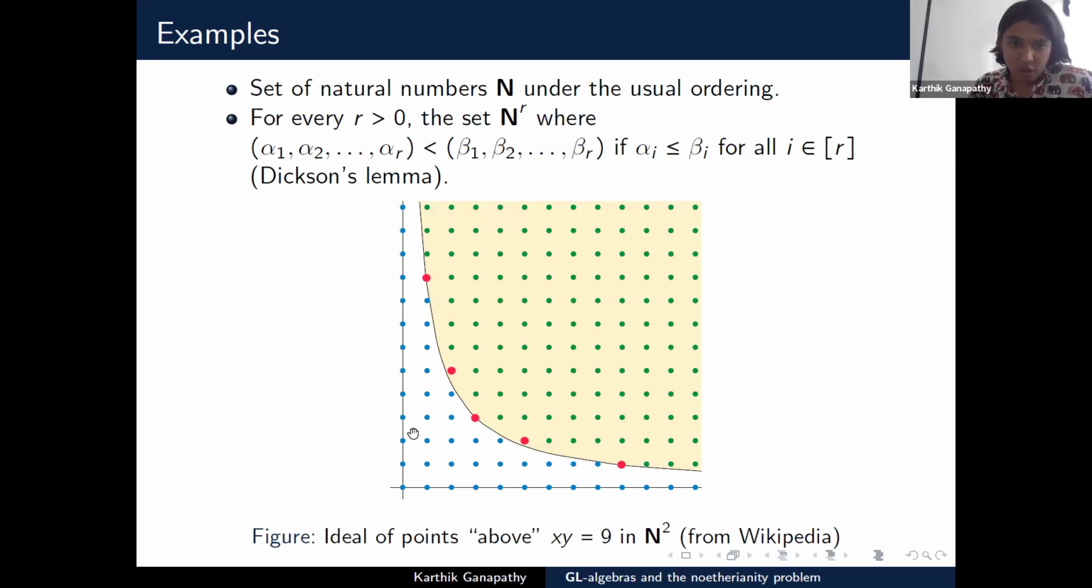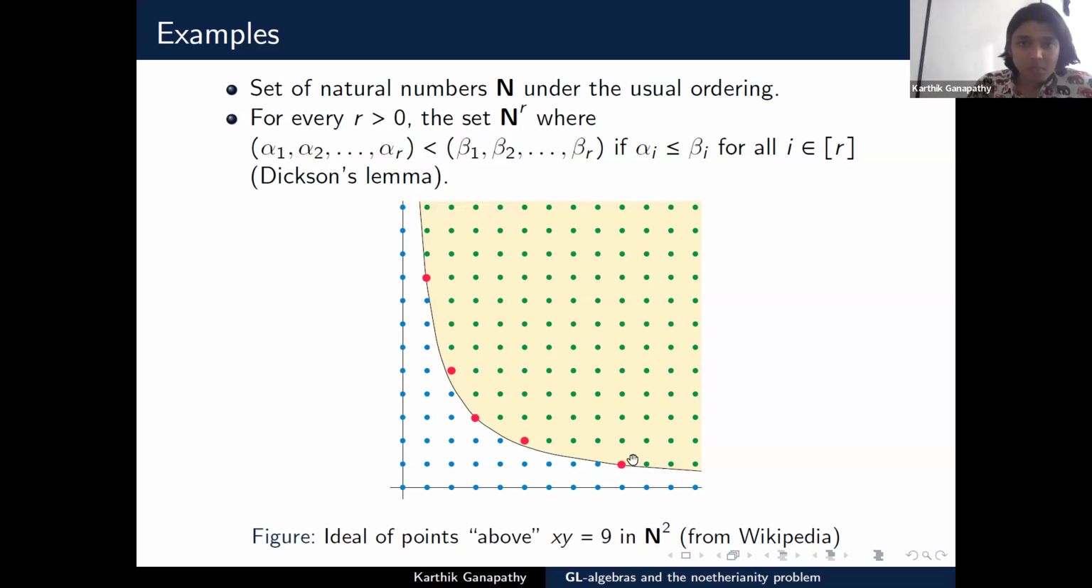And in some sense, if you look at this picture that I took from Wikipedia, an ideal in N^2 is essentially, if you look at this point, the elements in the ideal are everything that's above this and to the right of this. And if you look at xy equals 9 in N^2, it cuts out this black curve, and it's finitely generated by the red dots given here. And in fact, this also shows that R^2 is not Noetherian as a poset.